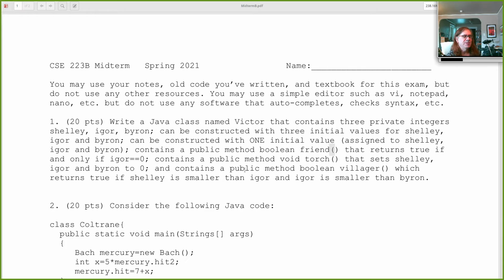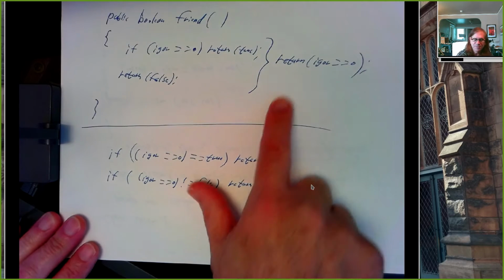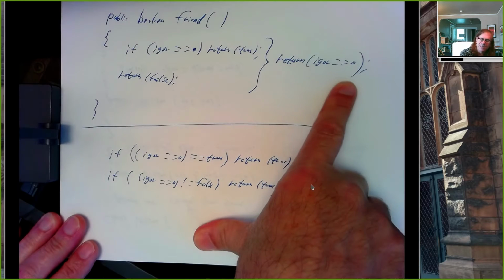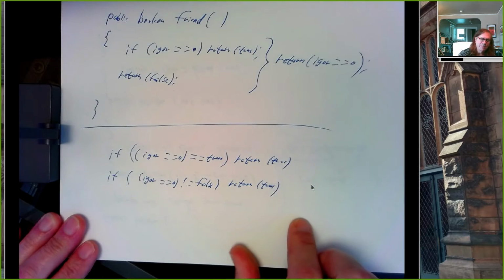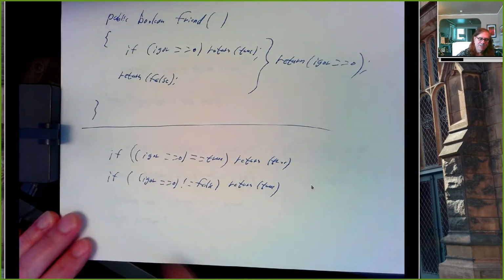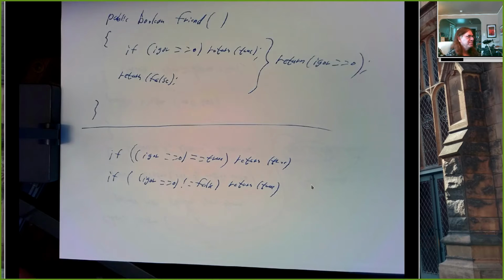All right, and then the other methods are not terribly different. So torch sets everything to 0, so that's just a void method that sets all 3 integers to 0. And then a public method, villager, is another Boolean, which returns true if Shelly is smaller than Igor and Igor is smaller than Byron. So again, we could just return Shelly less than Igor and Igor less than Byron, right? Or you could break this out in a series of ifs or if-elses or things like that.